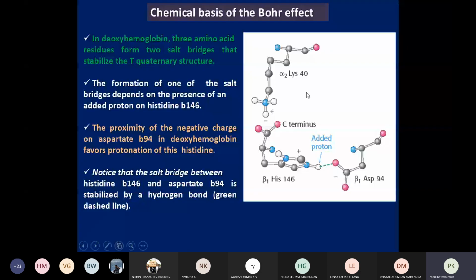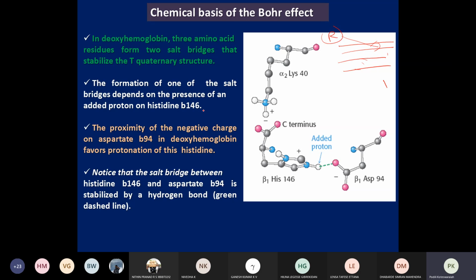for this effect, as I already said, in the deoxygenated state all four subunits are stabilized by 8 salt bridges, and upon oxygenation all the salt bridges are disrupted. So when hemoglobin in the R state moves near the tissues, the pH is lower compared to 7.4; the pH is 7.2 near the tissues.